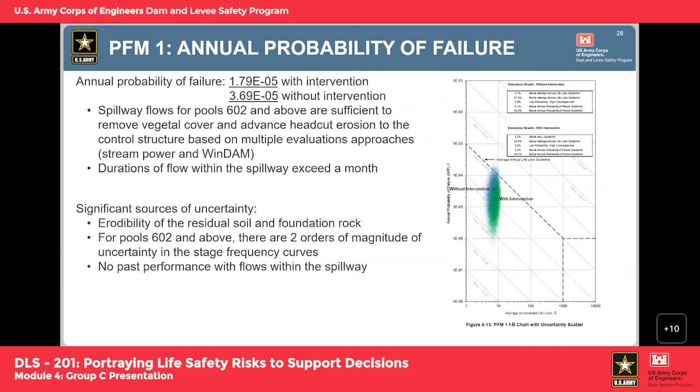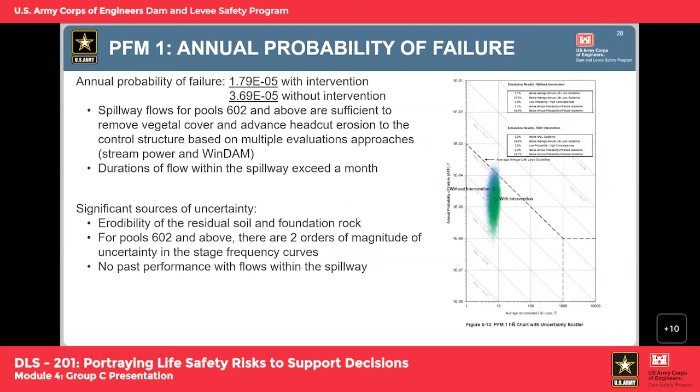So the annual probability of failure is 1.79 e to the minus 5 with intervention, 3.69 e to the minus 5 without intervention. There have been no spillway flow events, so the SRP is informed primarily by the modeling and the analysis that was performed to determine if the residual soils and foundation rock would erode and undermine the control structure. There may be some variability in the foundation materials, which could potentially be a source of uncertainty.